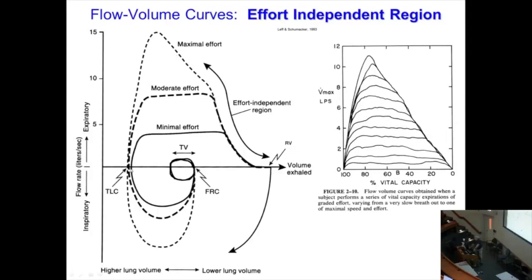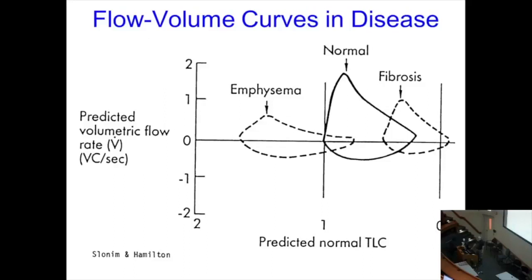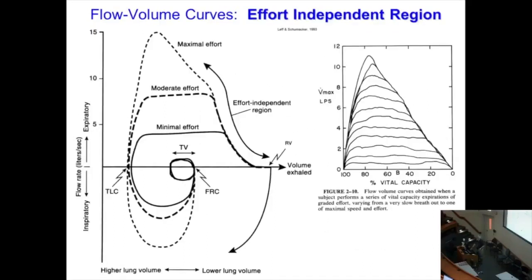Or with a minimal effort, they sustain this flow for a long time. At the end, it joins the same curve on the way down. And if you do this over a whole range of different efforts, the more effort, the greater the expiratory flow rate, but on the way down, all these curves join to the same curve. Okay, and so this part of the curve is called the effort-independent region. And it's effort-independent because exerting a greater effort will not result in greater airflow. Okay, and the reason for this is dynamic compression of the airways. Okay, and we're going to talk about that in just a couple seconds.